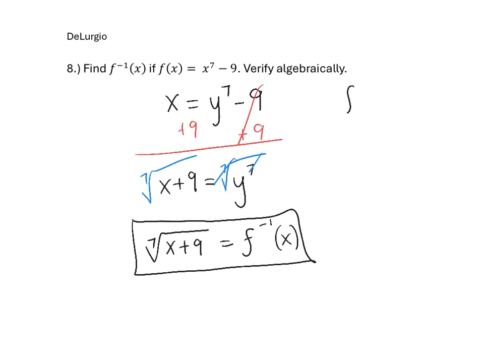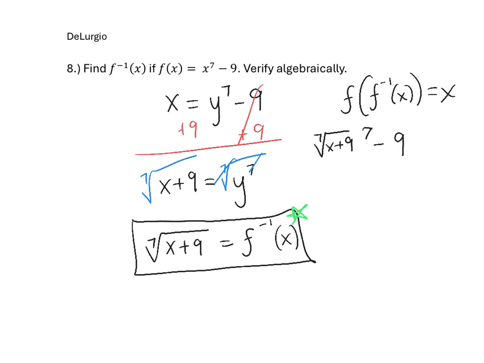And then to verify, we prove that f of our inverse equals x. So if I gave you f of 2, you would take 2 and plug it in for x. But I didn't give you 2, I gave you f of the inverse, so we're going to plug the inverse function that we just found into our original. So here's our original, x to the 7th minus 9. And instead of a number for x, I'm going to plug in the whole inverse, which is the 7th root of x plus 9.